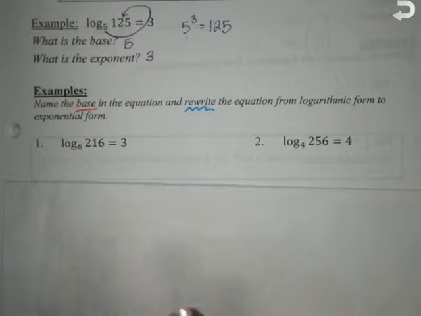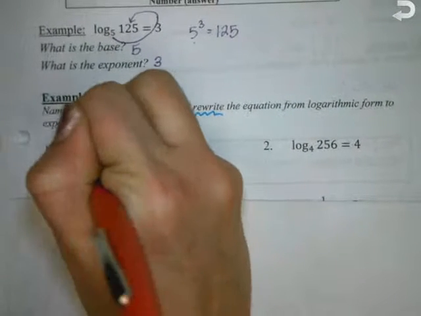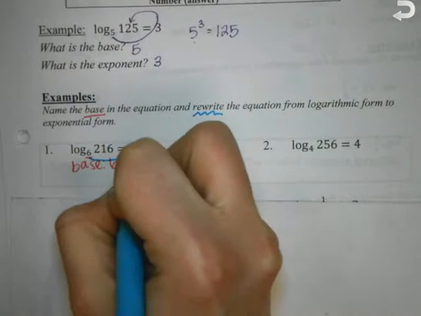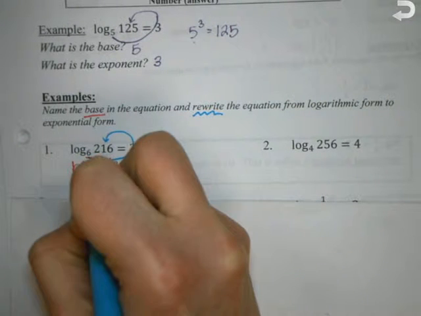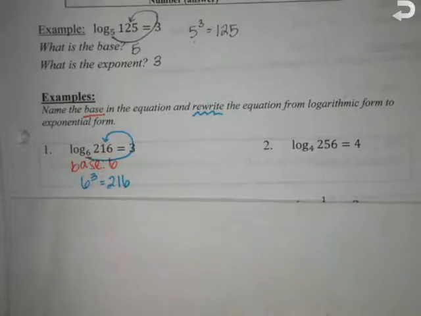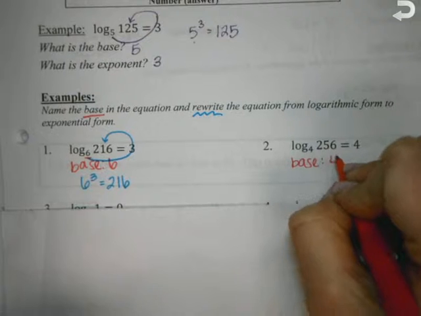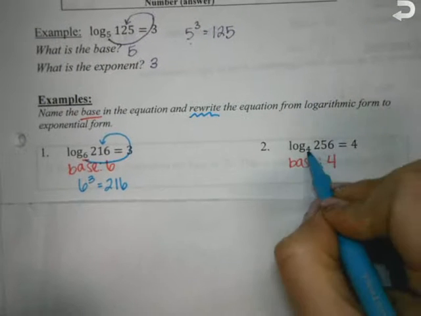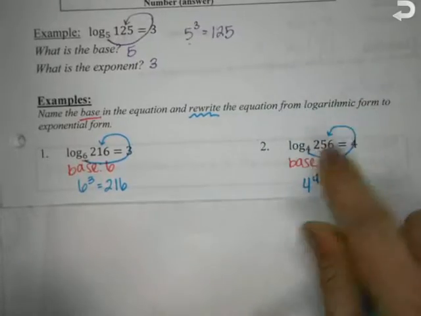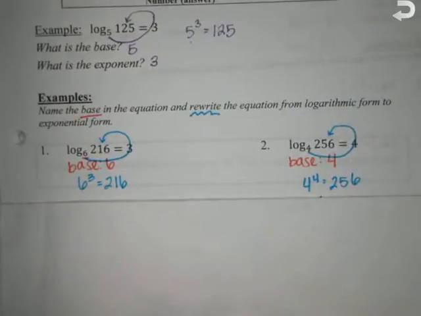What's the base in number 1? 6. The base is 6. So to rewrite it, I start at 6, raise it to the 3rd, and it's equal to 216. Is that true? Yes, it is. Same thing for number 2. Base is 4. So we start at 4, raise it to the 4th, and it's equal to 256. Also a true statement, yes? It is.